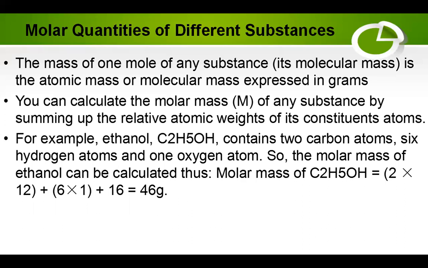So if there are two carbon atoms, it will be 2 times the mass of carbon, that is 12, plus here we have 6 hydrogen atoms, so it will be 6 times 1, then plus 16, that is of 1 oxygen atom. So thus we get 46 grams. So that's how you can find the molar mass of any substance, simply by summing up the relative atomic weights of its constituent atoms.